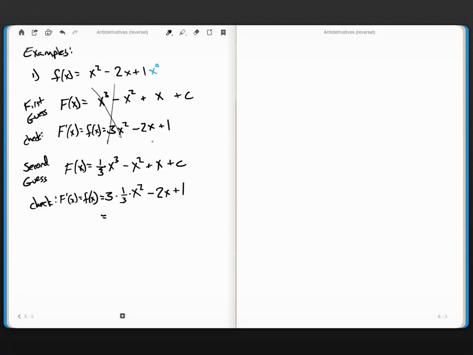So how does this work out for me? You can see where this is going to go. My 3's are going to cancel out. That's nice. So I'm just left with x.